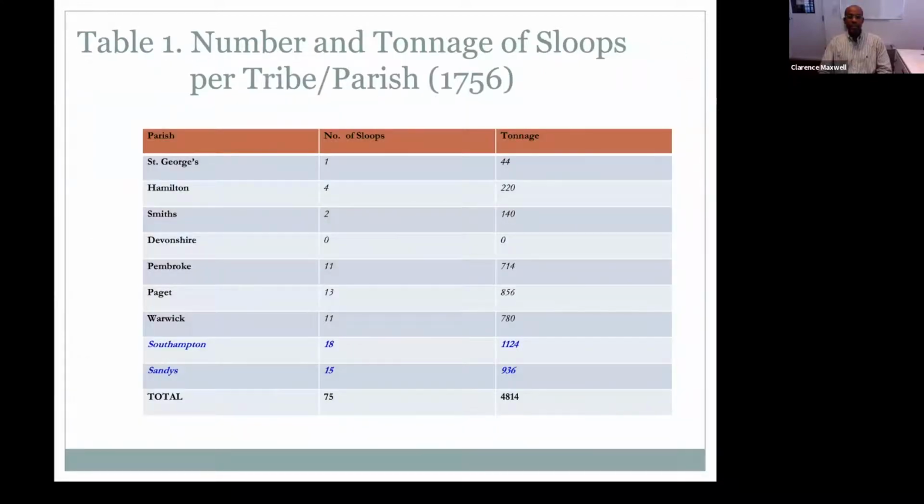This gives an idea of the number of ships and sloops that Bermuda had per parish. The largest and the most, which would make sense, would almost serve as its own type of port: Southampton and Sandys, where 1,124 tons were there, 936 for Sandys, probably more than most of the parishes in terms of tonnage, a collective term. In terms of number of sloops, 18 and 15.